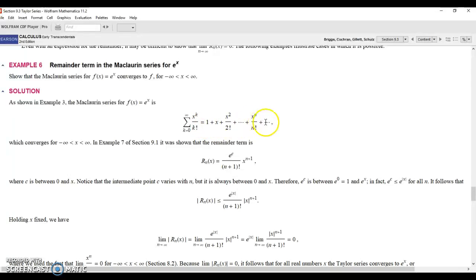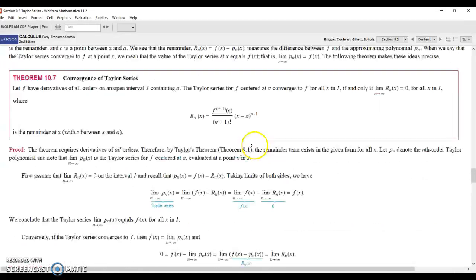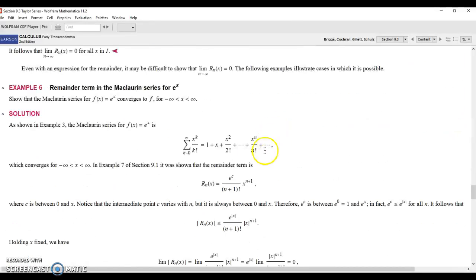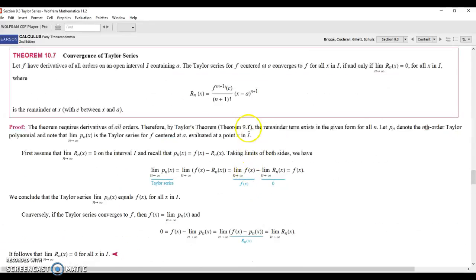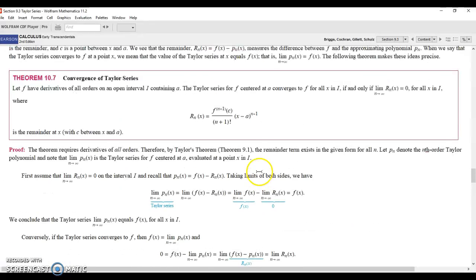So we have our Maclaurin series that we had from example 3, and we know it converges on minus infinity to infinity. The remainder term, we're just plugging into here. So that's going to look like e to the c, because our derivative is e to the x, we're evaluating at c. e to the c over n plus 1 factorial x to the n plus 1.